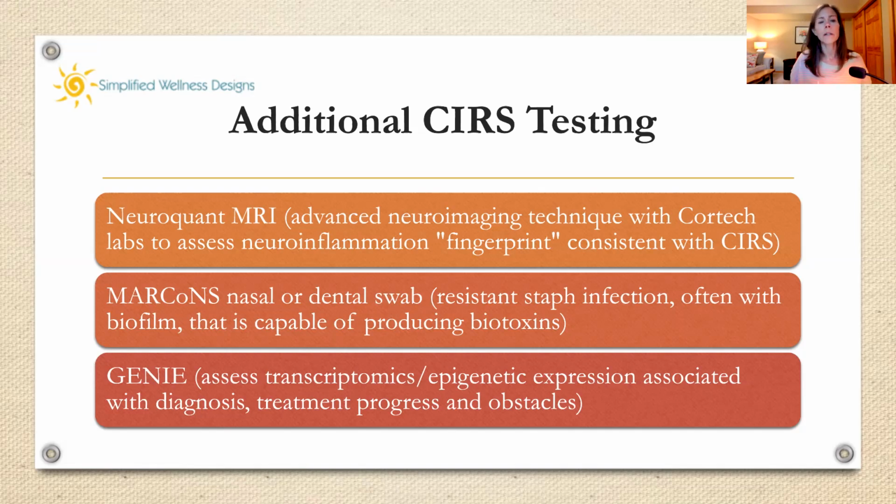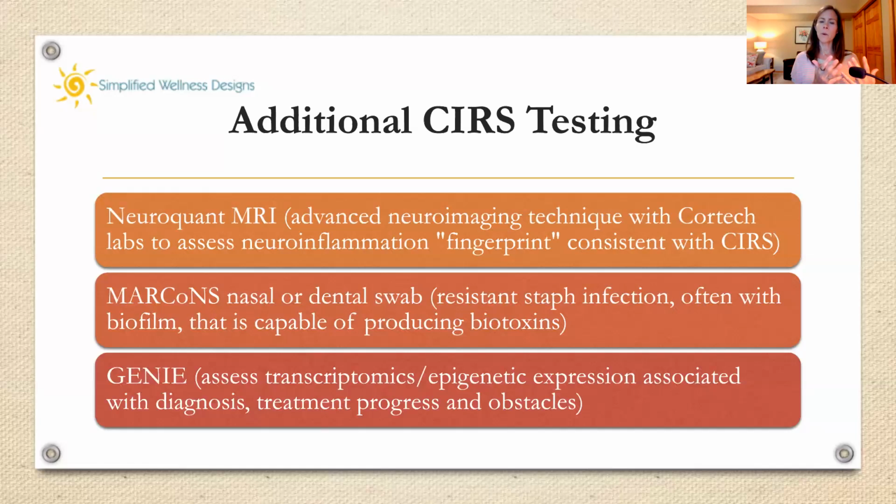So there's the NeuroQuant MRI. This is a normal MRI of your brain with an extra software applied to the results to determine if certain regions in your brain are either hypertrophied, which suggests swelling, or atrophied, which suggests shrinkage. There are certain regions in your brain that might have this pattern of atrophy and inflammation that is classic for someone with biotoxin illness, and particularly with mold exposure.